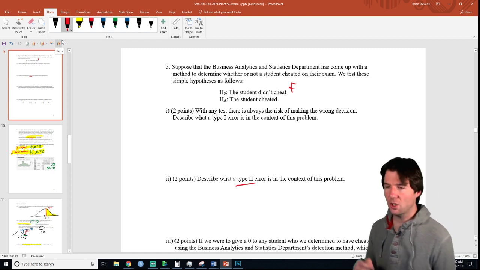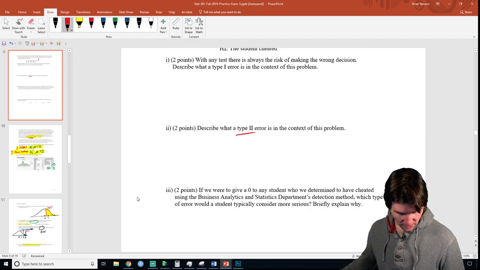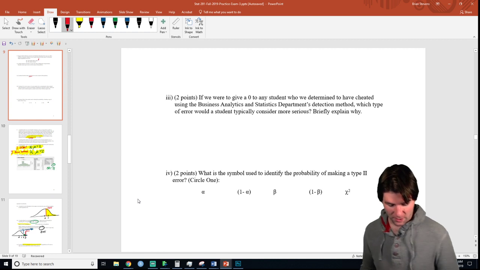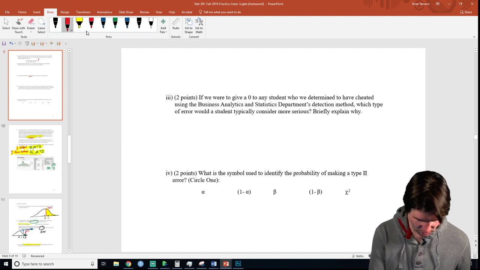Conditions, I'll finish this question, and I'll mention those again. And I do have a conditions video up. What is the symbol used to identify the probability of making a type 2 error?